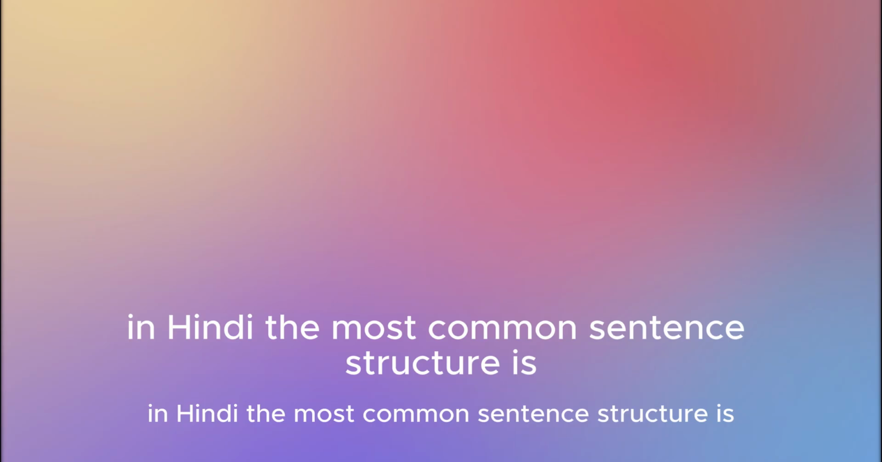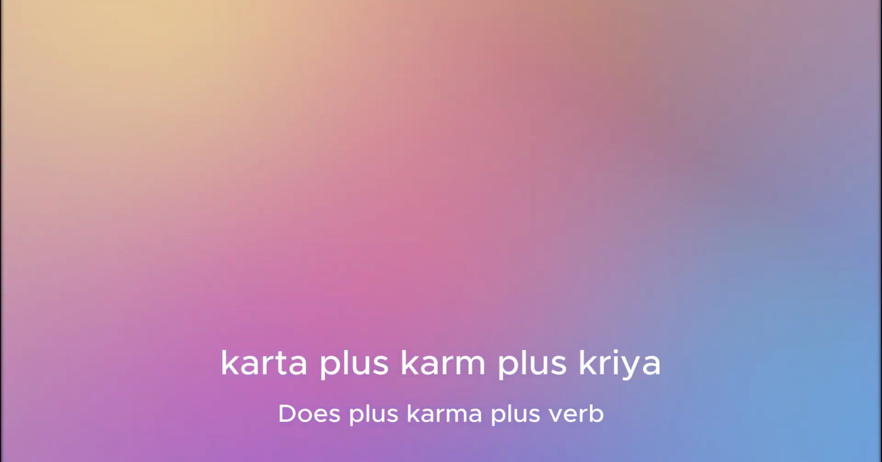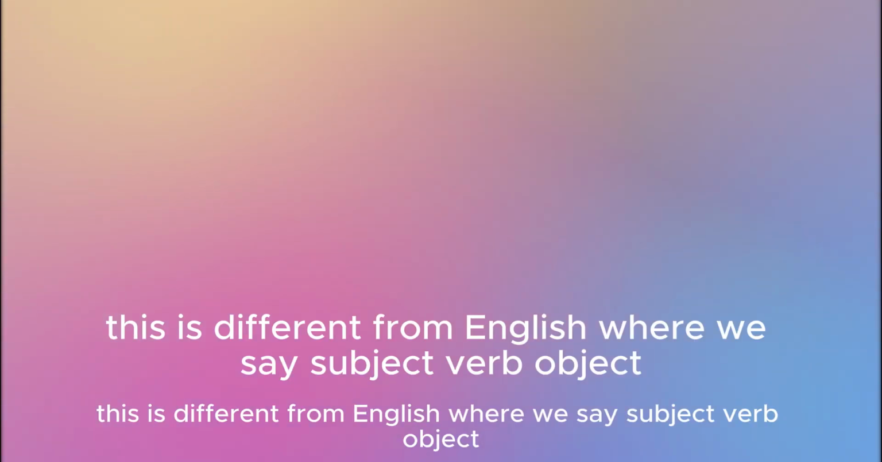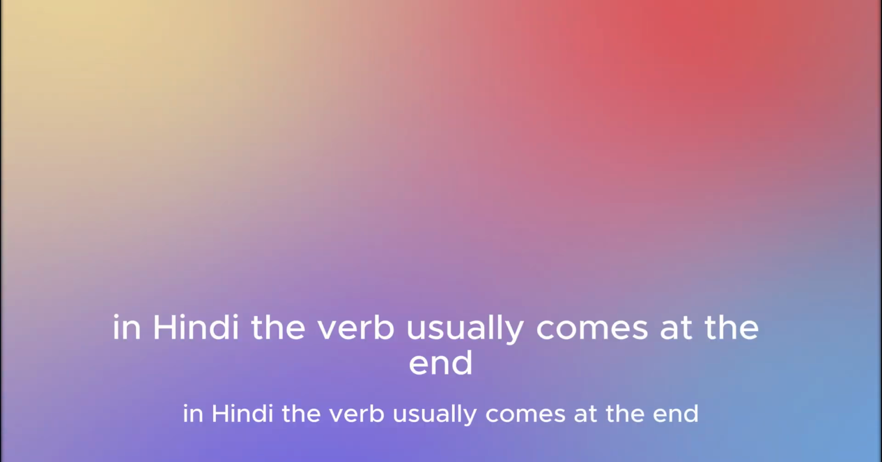Let's begin. In Hindi, the most common sentence structure is karta plus karm plus kriya, which in English means subject plus object plus verb. This is different from English, where we say subject, verb, object. In Hindi, the verb usually comes at the end. Let's look at a simple example.